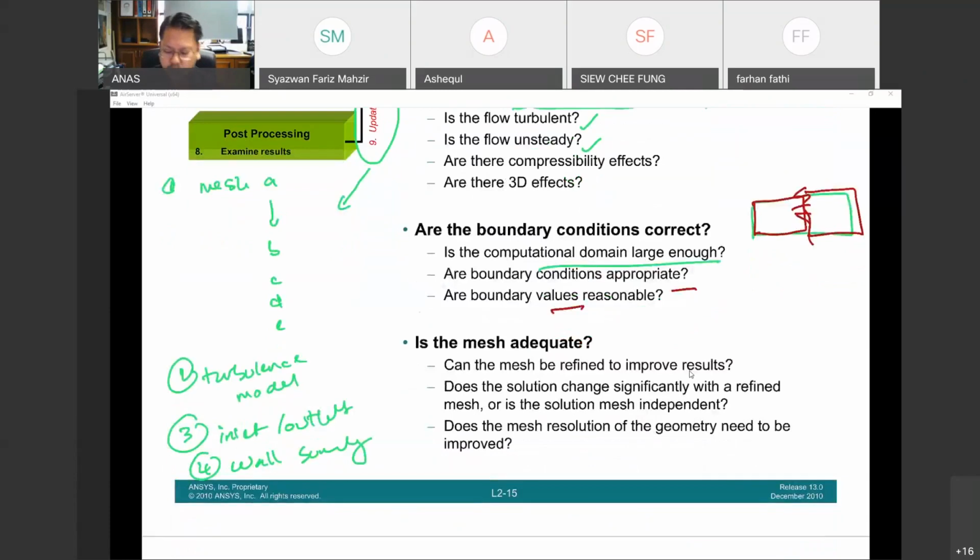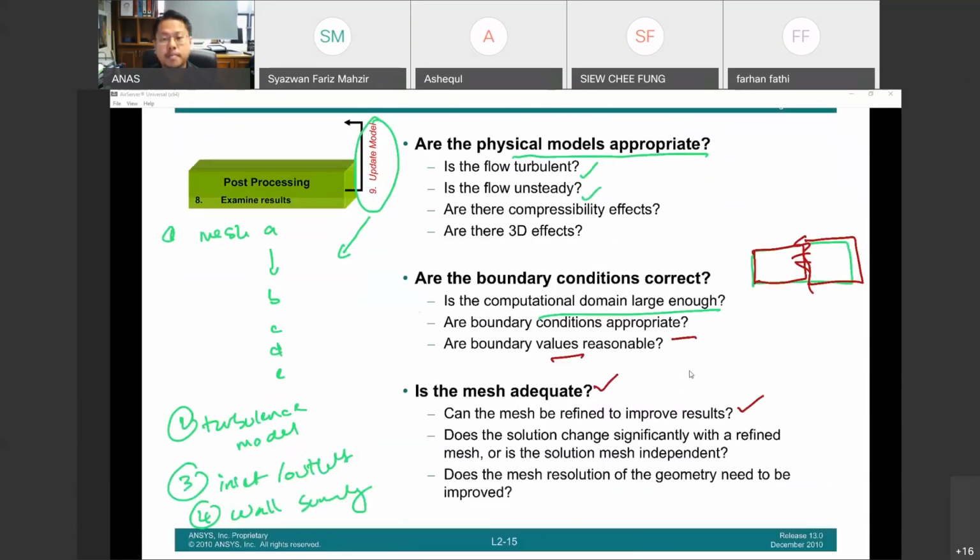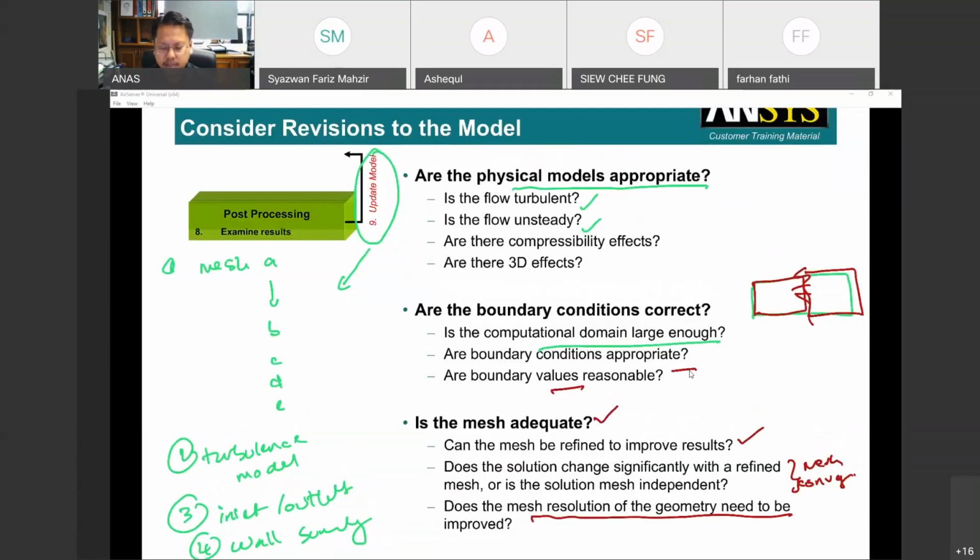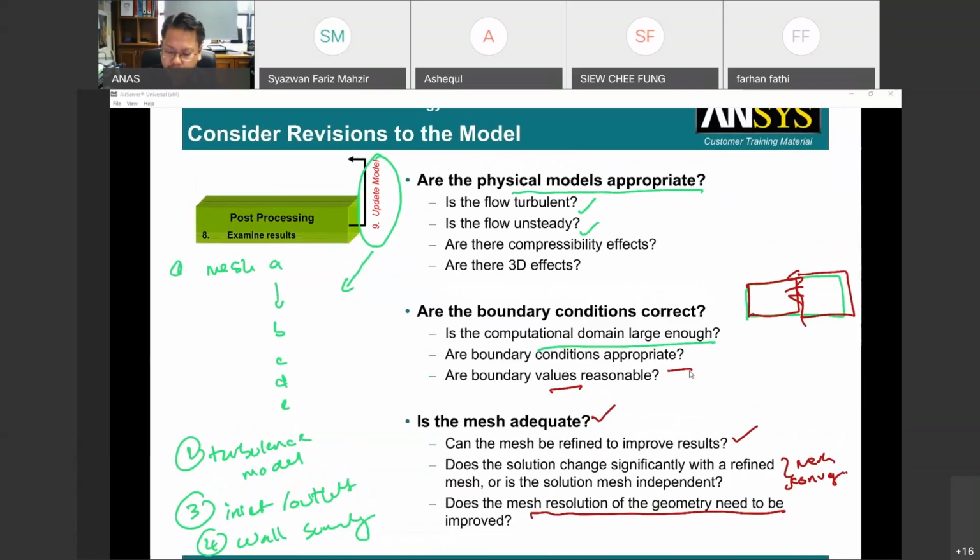Then you ask about the mesh. Can you refine the mesh? And remember, this is mesh convergence. Does the result change significantly when the mesh is refined? This is what you need to check. Does the mesh resolution need to be improved? I think we covered this pretty much in the lecture, so this is just the highlight. Again, ask yourself whether the physical model is appropriate, the boundary conditions, and the mesh accuracy. These are some of the examples that you need to ask yourself when doing CFD work.